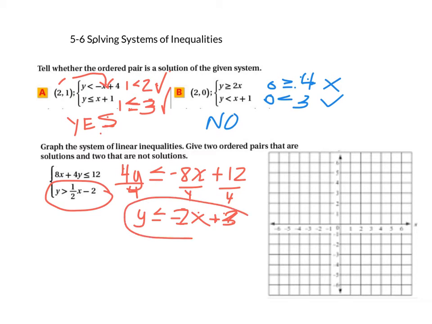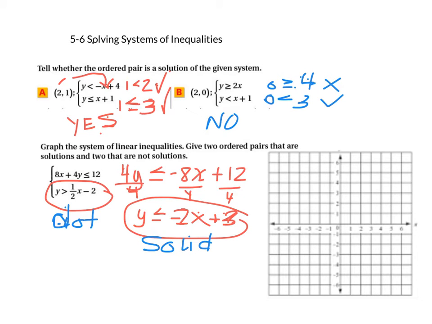I want to remind you that if it's greater than or less than, it's going to be a dotted line. And if it's less than or equal to or greater than or equal to, it's going to be a solid line. So I know that I'm going to have one dotted, one solid. So I'm going to graph as normal. I'll graph the first one in red. The one on the left here, I should say, the second inequality, really.